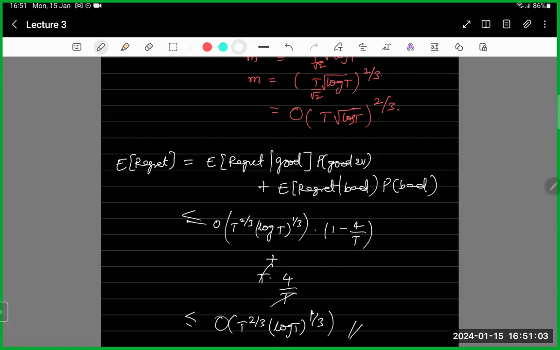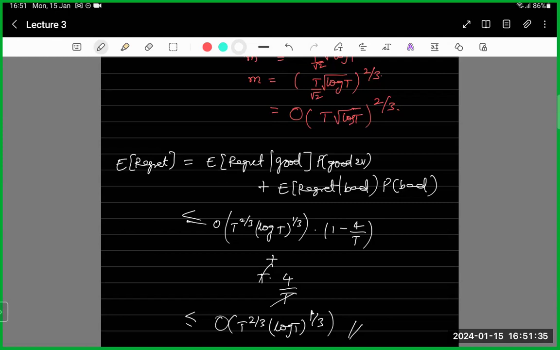So, any doubts in the group? We have been able to use the concentration inequalities which we learned to guarantee something about the explore-then-commit algorithm. As I said before, whatever algorithm you come up with, even the best algorithm will incur a regret of at least root t.